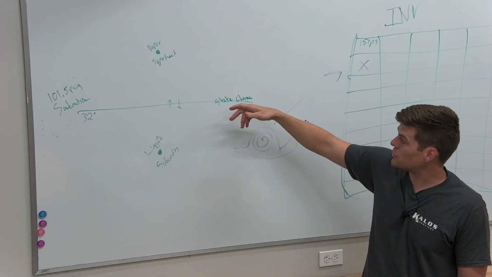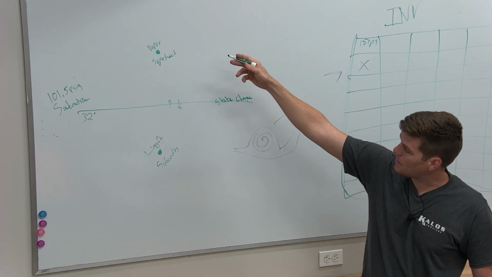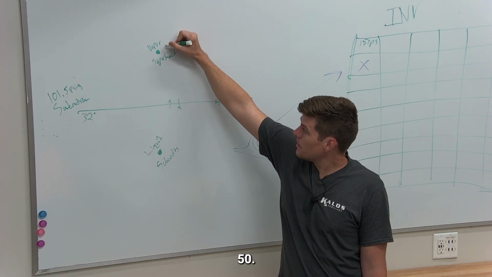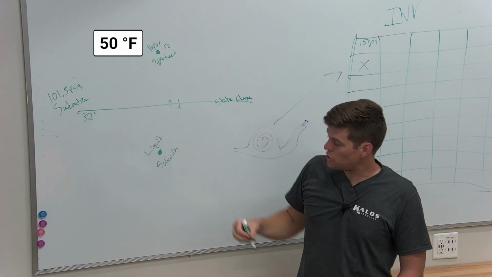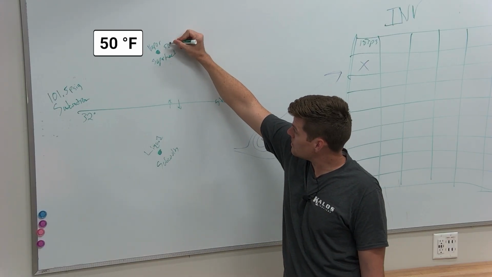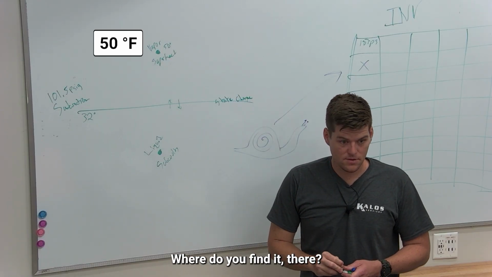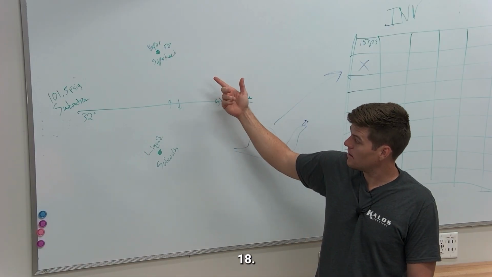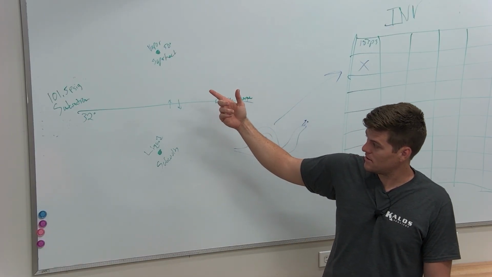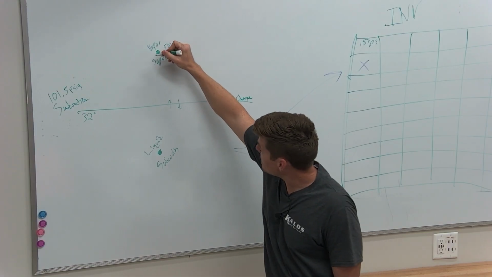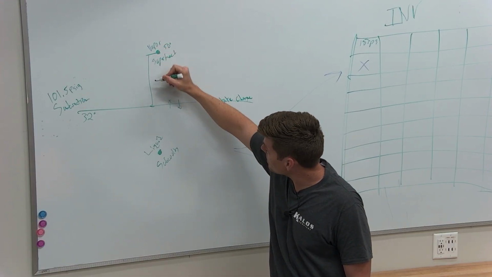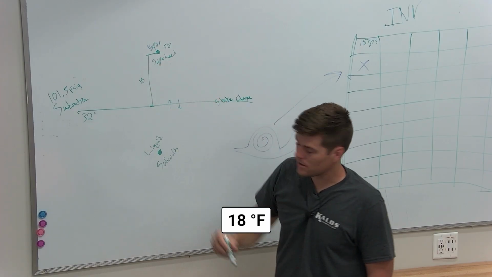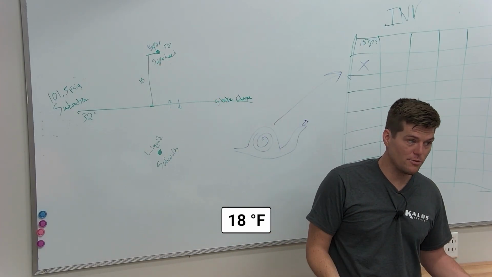So if my temperature is up here, what would this be? 50. Sure, 50, I love that number. How superheated is that vapor? This is 50 degrees. Find it there. 18? Is it 18? Yeah. Exactly. So the distance between here all the way down to here is 18. That's how we find superheat, right?